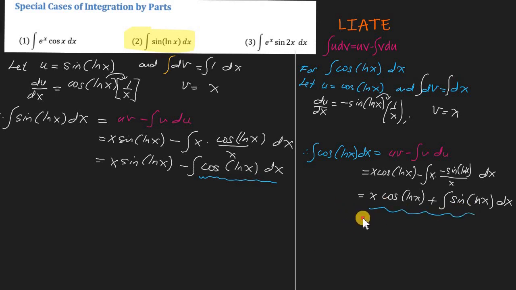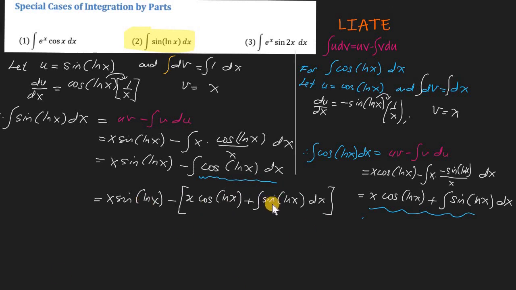Okay, so let's replace it back into this portion. This is our question. I'm going to rewrite it back for this part. There's a negative in front. Check my work. So x sine ln x minus, let's replace the values that we have got just now, x cosine ln x plus integral. Let me write it down. You still have this integral, right?